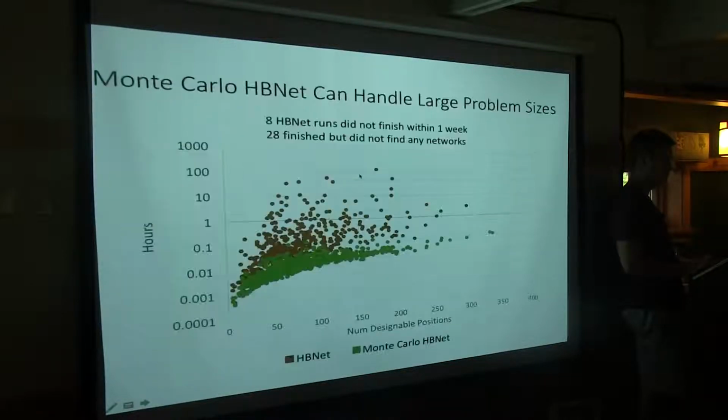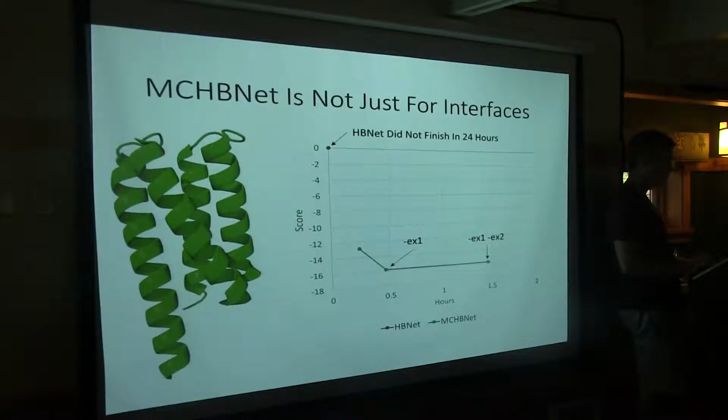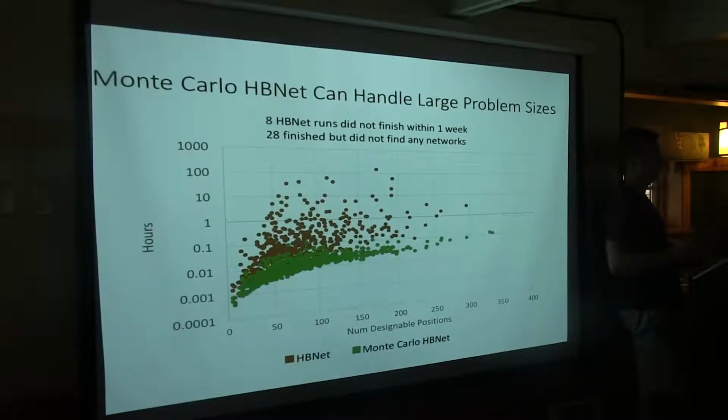I missed a point in the previous slide. This is all with no EX flags. So if HBNet doesn't finish, you can't just decrease the amount of sidechain sampling. You'd have to decrease something else because this is as low as it gets. Though I'll admit that these were some very large problem sizes that we were playing with. 300 positions is quite big.